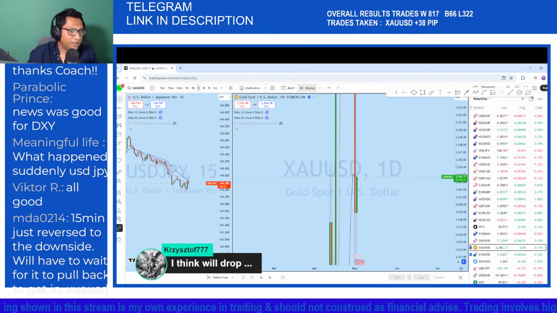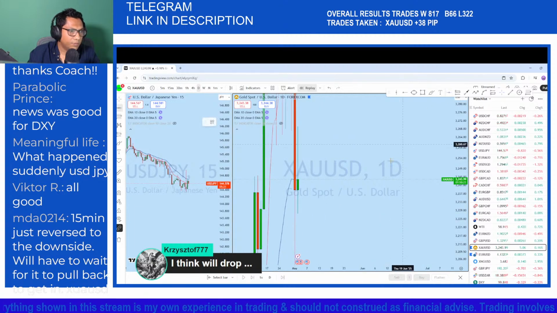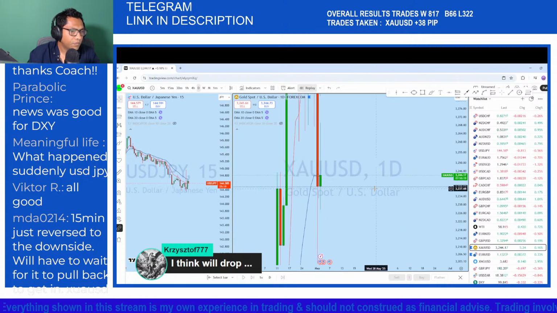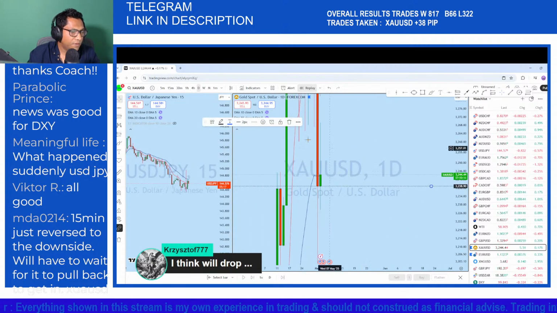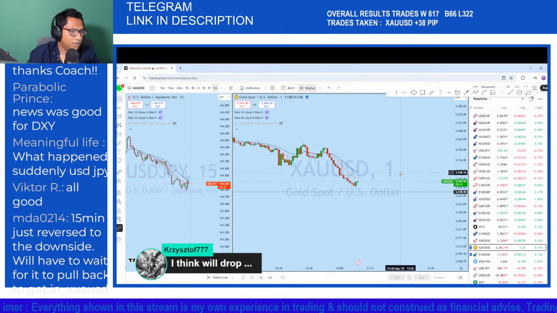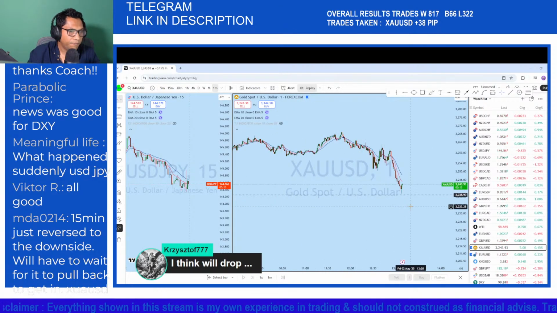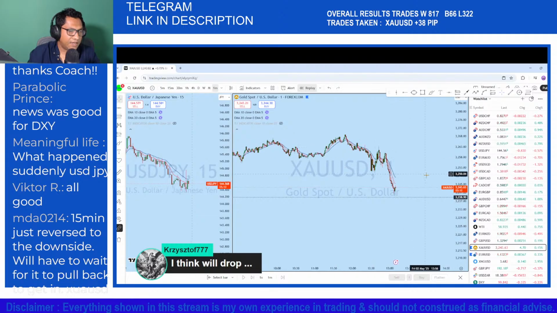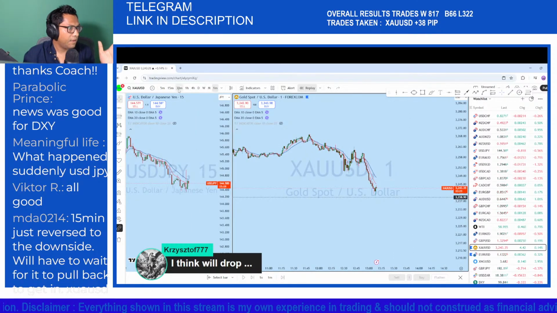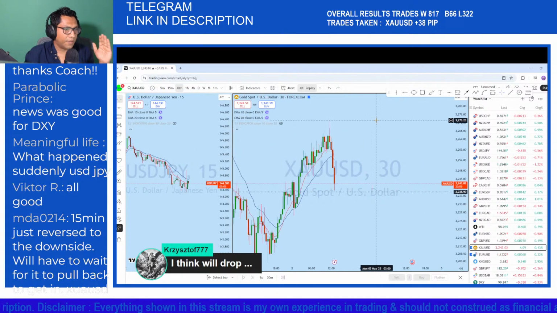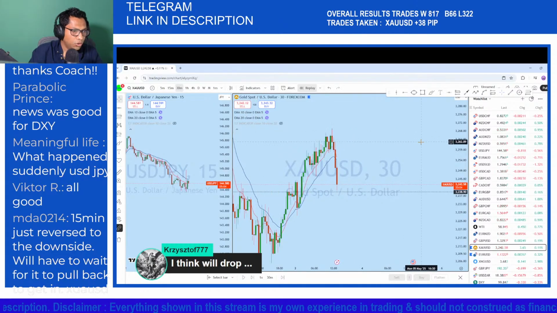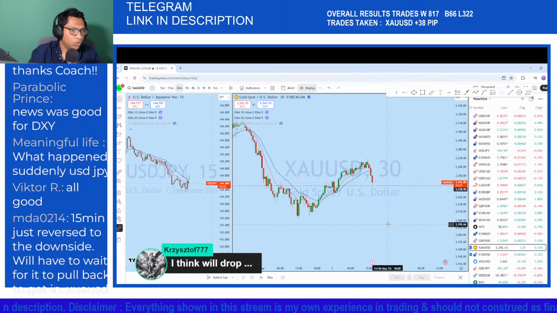Now from the daily support, this is a daily support. I would like to place a line here. From the daily support, if the market forms an inverted head and shoulders here, that is a sign that the market may go back to the upside again. Okay, so in that case, we will be looking to go long.